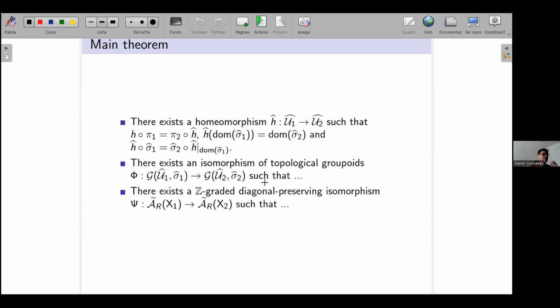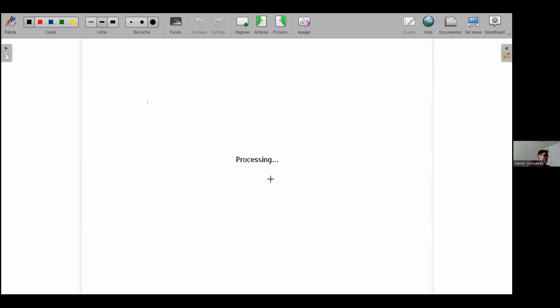What are the pi maps? Sorry? The pi maps, what are they?